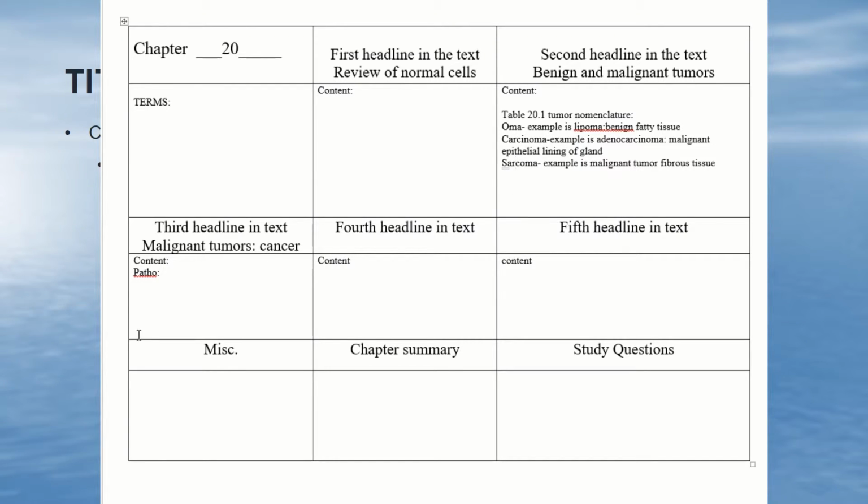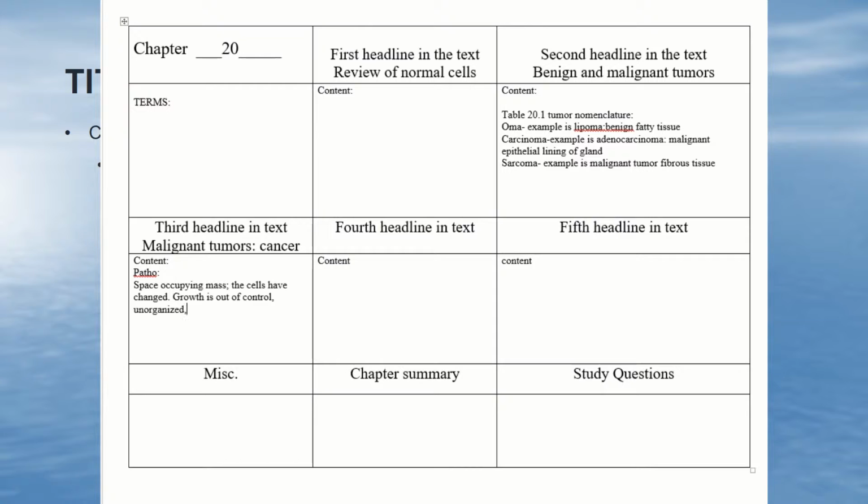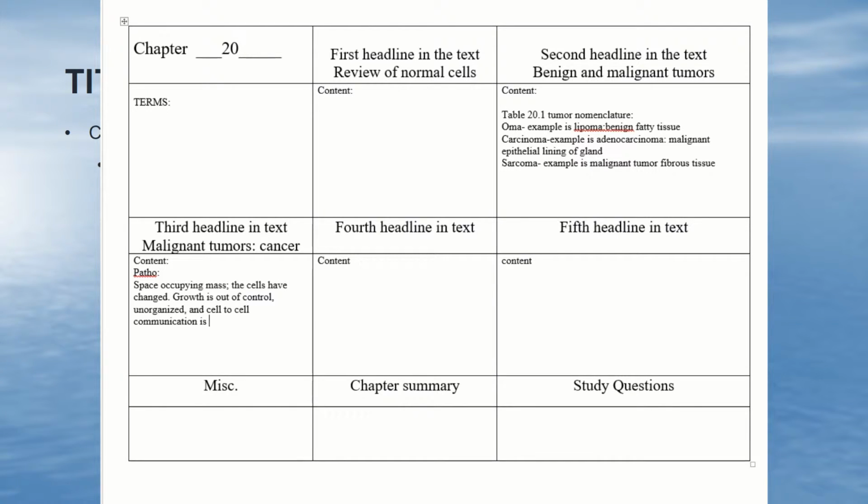And then let's look at the patho there on page 547 on the right side of the page. So here's my suggestion: look at the chapter and put this stuff in your own words. All right, so let's look at it. We know that a tumor is a space occupying mass, and the cells have changed. They don't function like they used to. Their growth is out of control. It's unorganized, and cell to cell communication is now absent. So even the cell membranes are altered with these space occupying lesions.